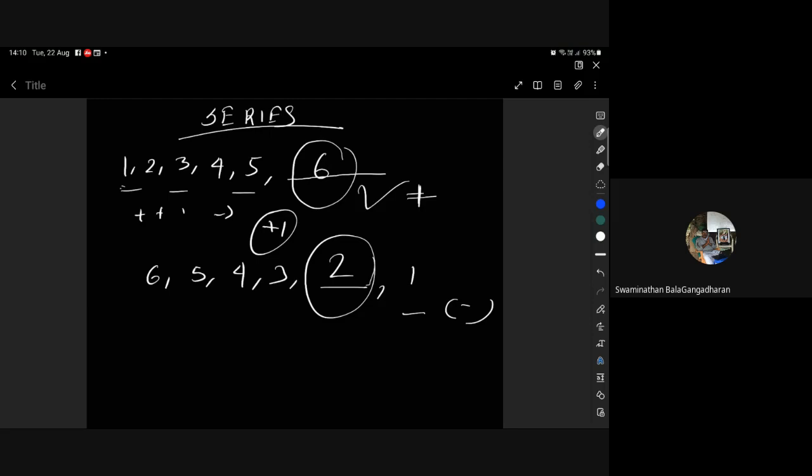Then there is another series of prime numbers, so you have to remember the prime numbers. What are the prime numbers? Like 2, 3, 5, 7, 11, 13. These are the prime numbers, meaning each has two factors, 1 and the number itself. So these are called prime numbers.